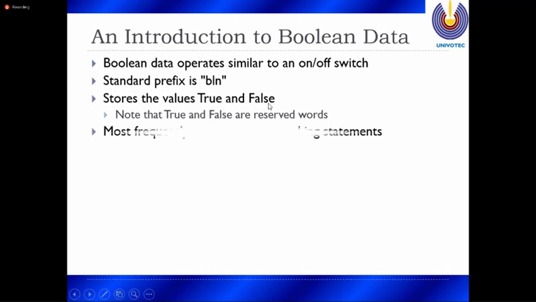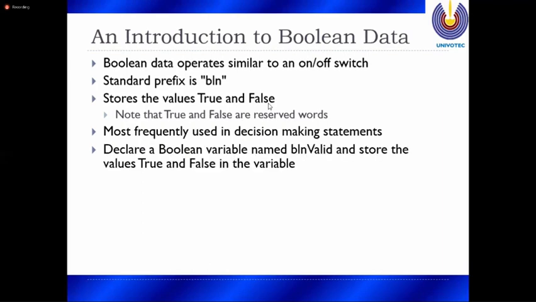Okay. Declare the Boolean variable named blnValue and store the value true or false in the variable. Bool is the data type. Bool blnValue. Now you can assign true or false. You can add for this Boolean type.